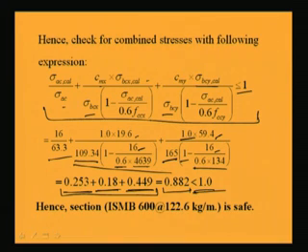So if it is less than 1, the section is safe. That means the section whatever we have provided, ISMB 600, is safe. So in this way we can design a compression member along with moment. That means a beam column member can be designed in this way.